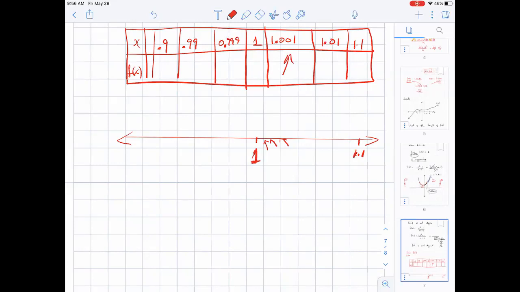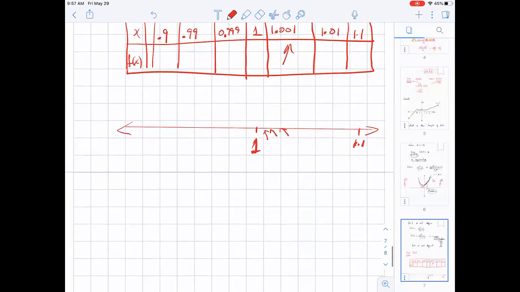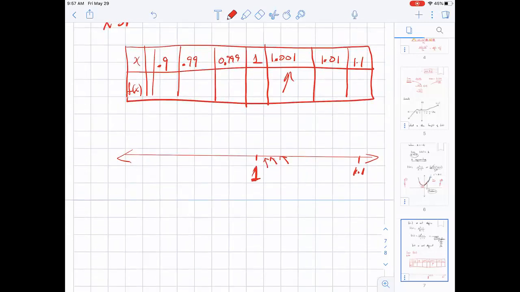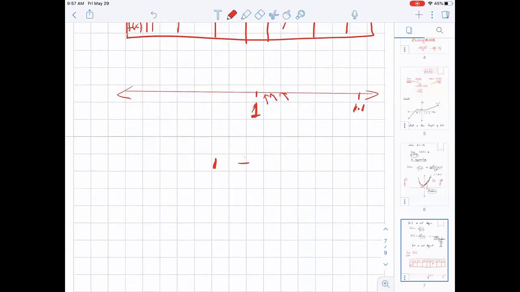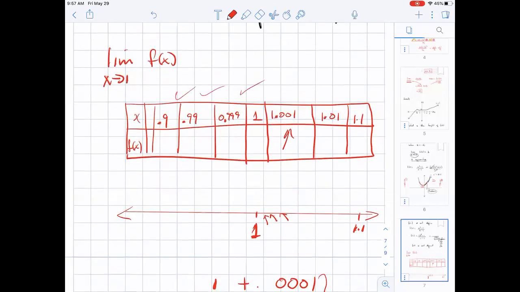You take 1 and you add 0.0001 if you want 4 decimals, or 0.001 or 0.01. These are the 3 numbers I always add. And then what do you do on the other side? You take 1 and you minus 0.0001, and then you minus 0.001, and then you minus 0.01. Those are how I'm getting these values here.